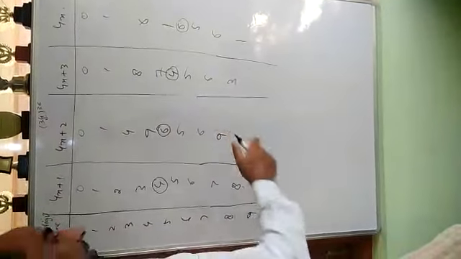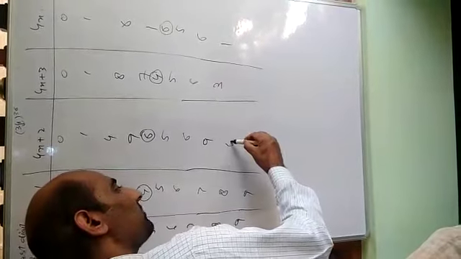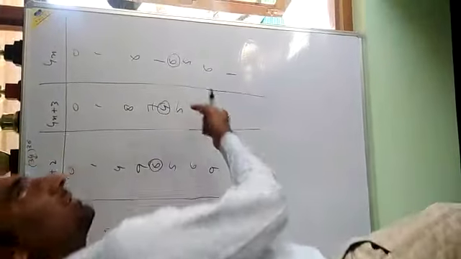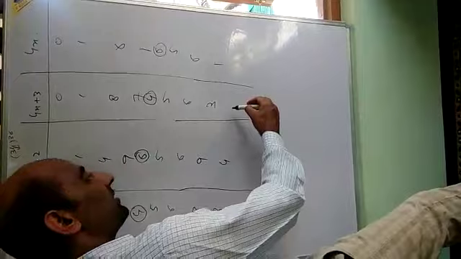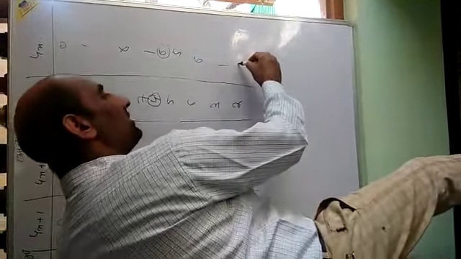8 is repeated 2 times. 8 into 8 is 64, and the last digit of 64 is 4. Now 4 into 8 is 32, last digit of 32 is 2. Now 2 into 8 is 16, and the last digit of 16 is 6.